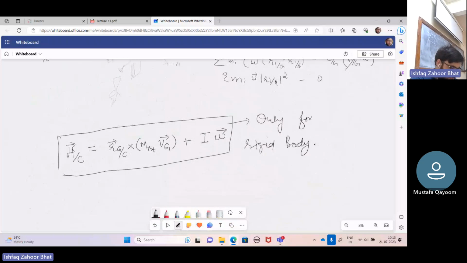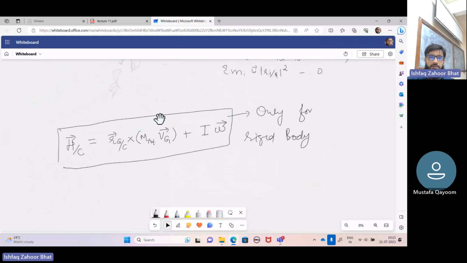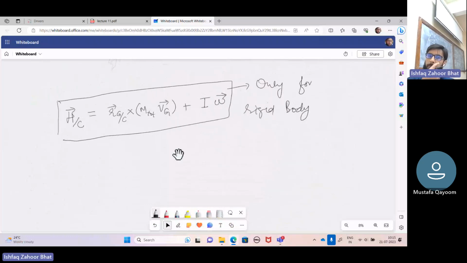We will be utilizing this thing. So we have got the expression for the angular momentum of a rigid body about some point C. You can take any point C, but this point should be a good point, and I have already discussed what the good points mean.